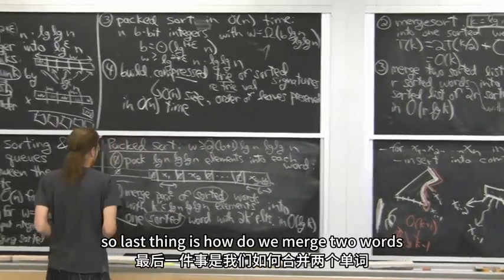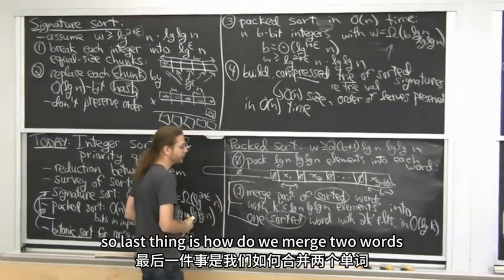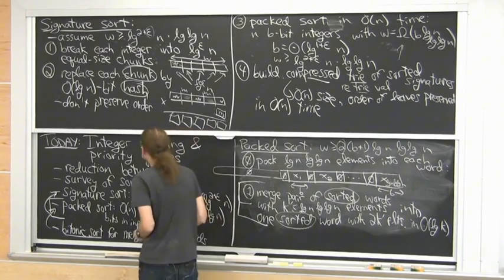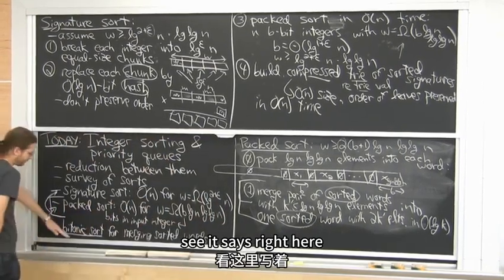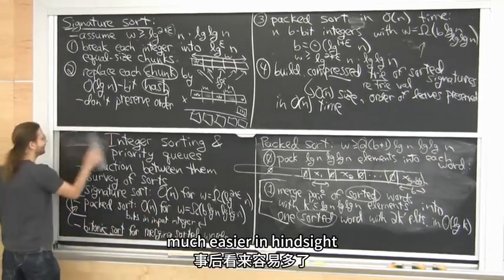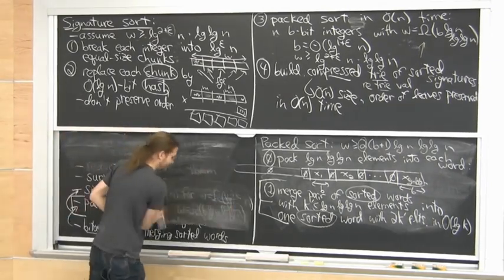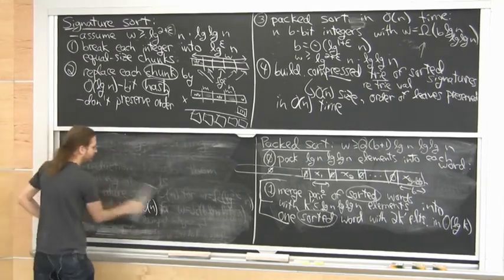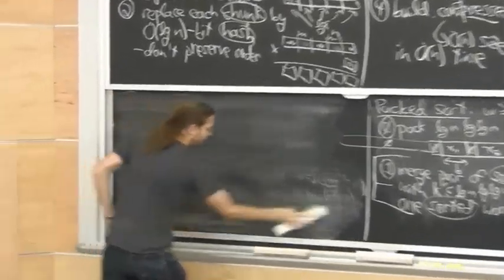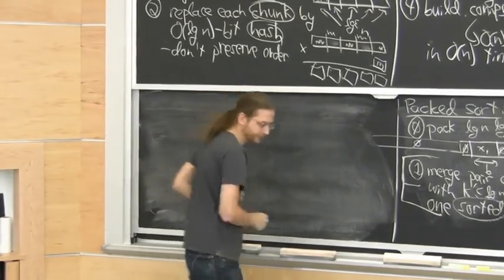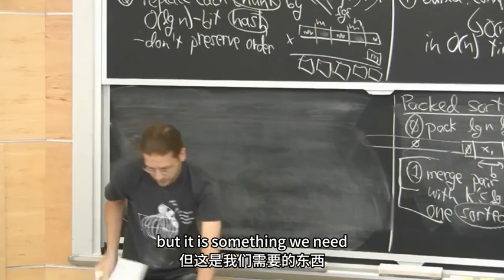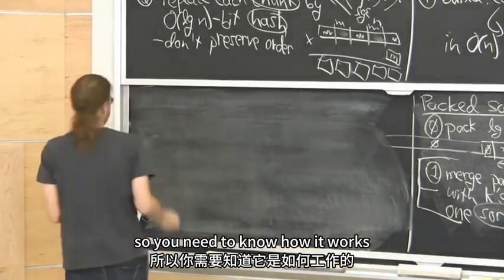Good. So last thing is, how do we merge two sorted words into one sorted word? And this is where we're going to use bitonic sorting. See, it says right here, bitonic sort for merging sorted words. Here, we know what to do. Much easier in hindsight. So I'm going to take a little diversion and tell you about bitonic sorting briefly. Because it's in CLRS, I don't want to spend too much time on it, but it is something we need, so you need to know how it works.